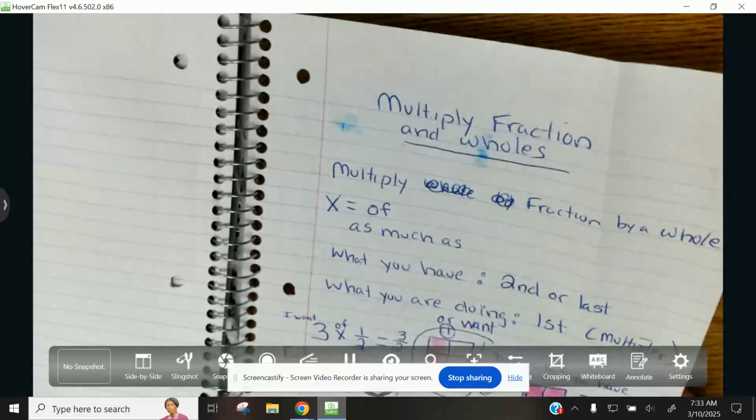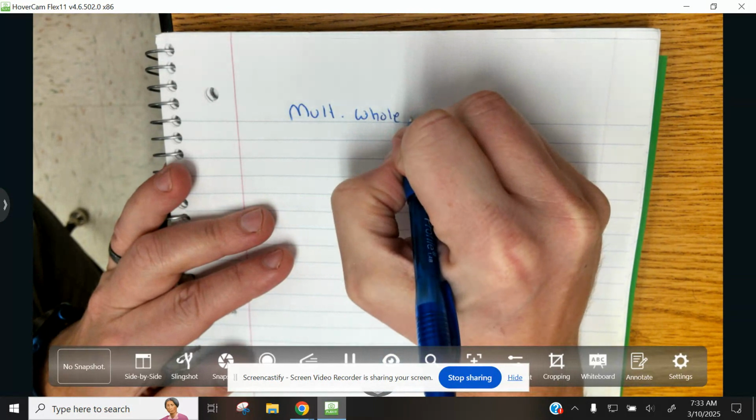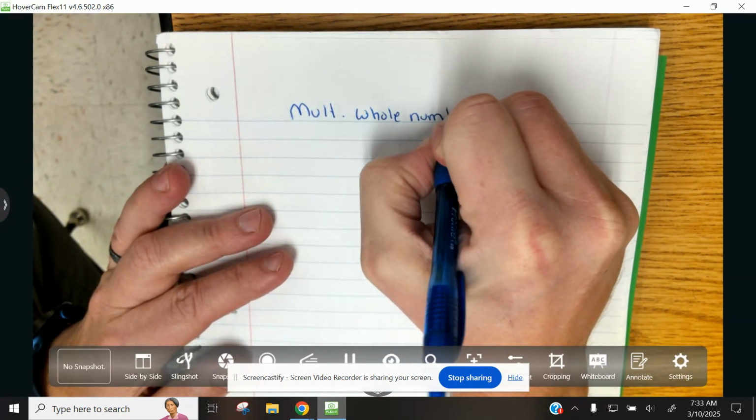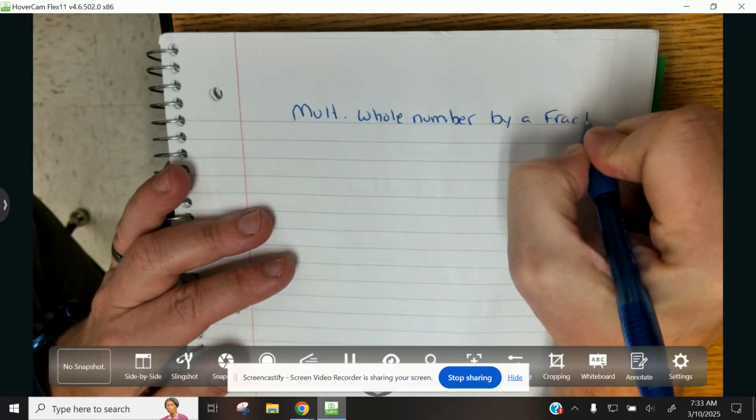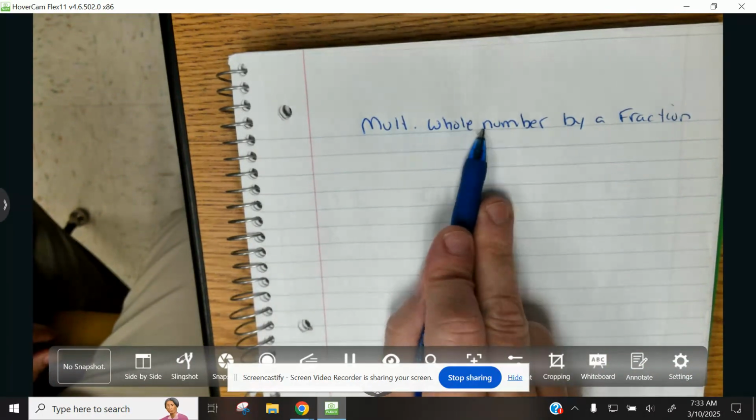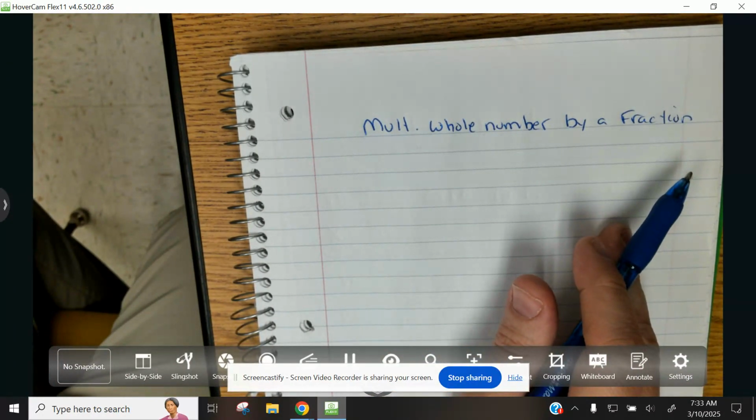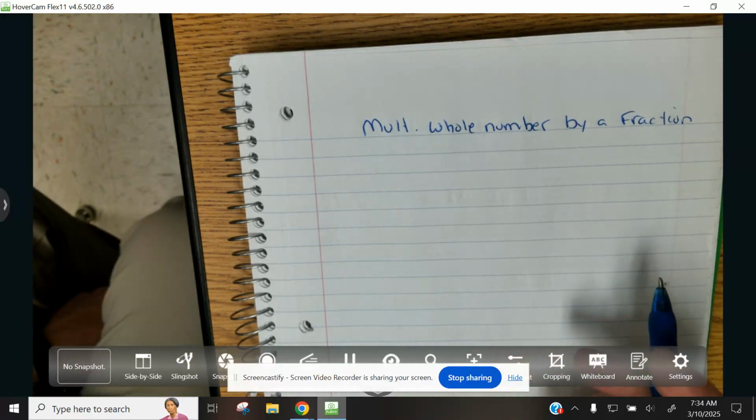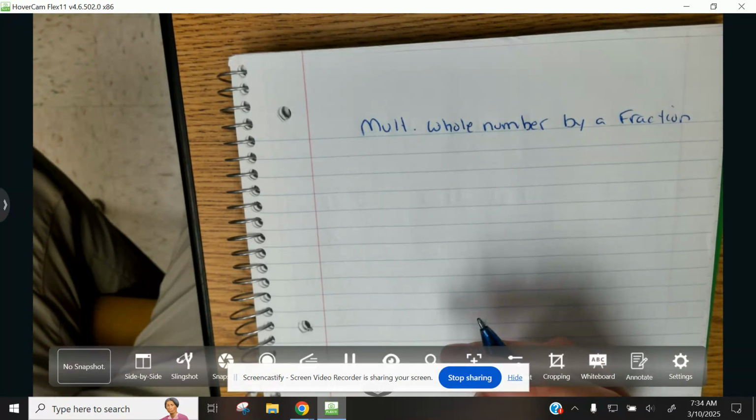So if you remember, last time we did fractions and wholes. Okay, so we're going to multiply a whole number by a fraction. And the reason we say it like that is because we have the whole number and we're going to multiply it by a fraction. If you think about that, it's going to make more sense to you when we do it.